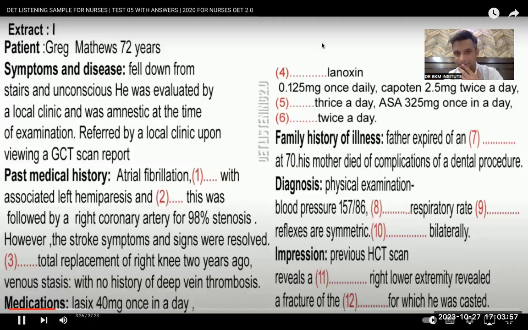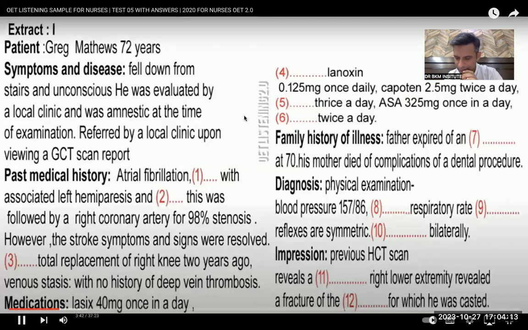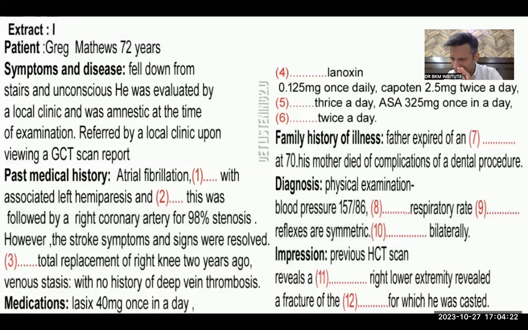No, doctor. May I know his family history of illness? Well, his father expired of a myocardial infarction at 70, and his mother died of complications of a dental procedure. Well, his physical examination reports show blood pressure 157/86, heart rate. Heart rate is the word that I got the first time. Respiratory rate 12 to 20 breaths per minute.